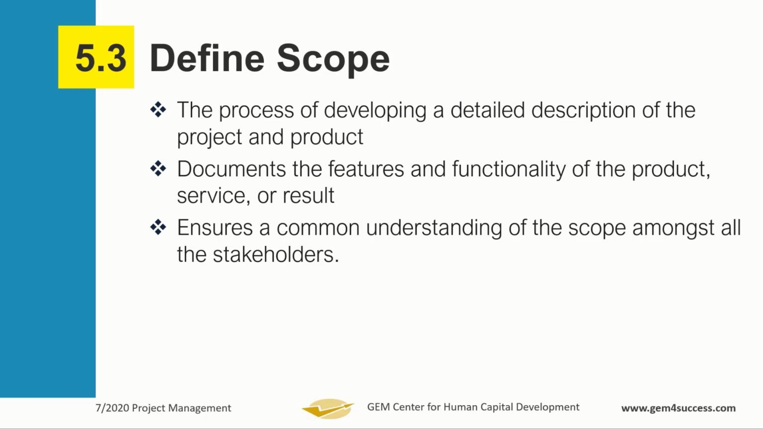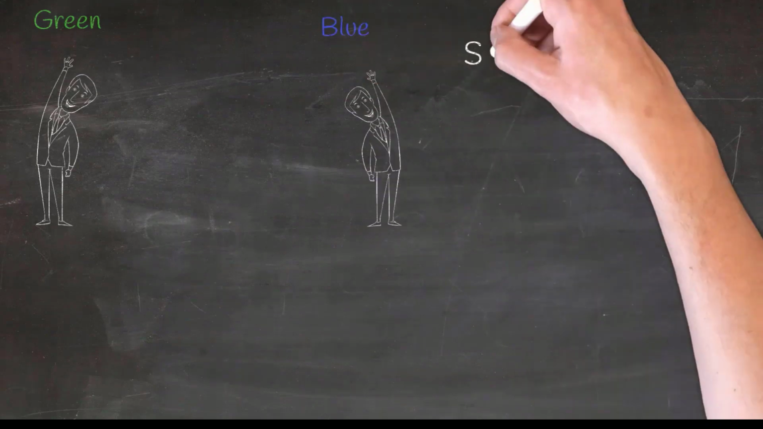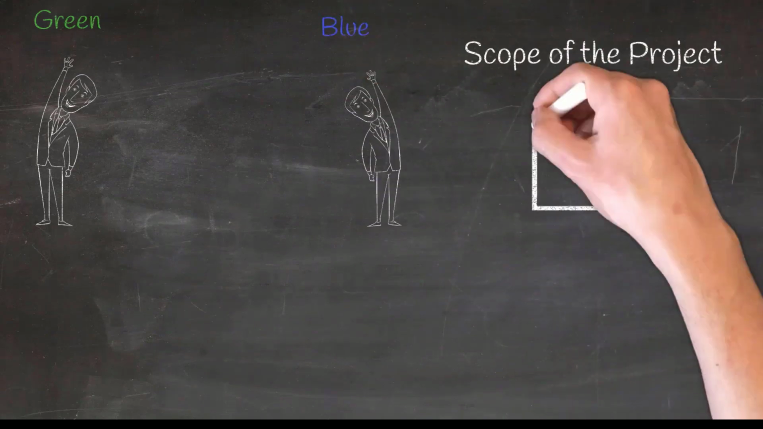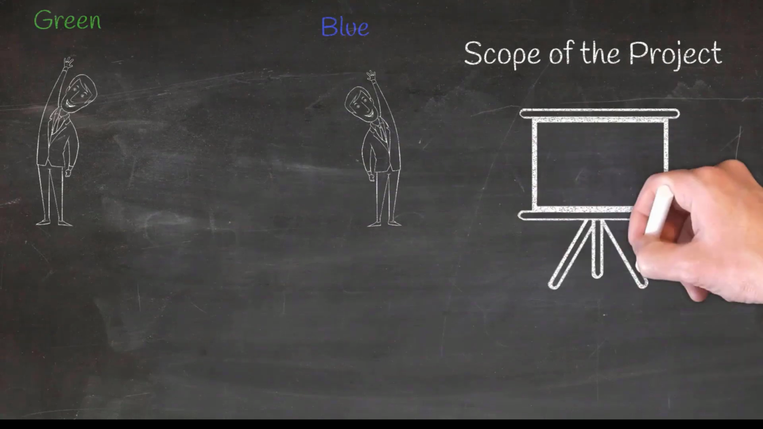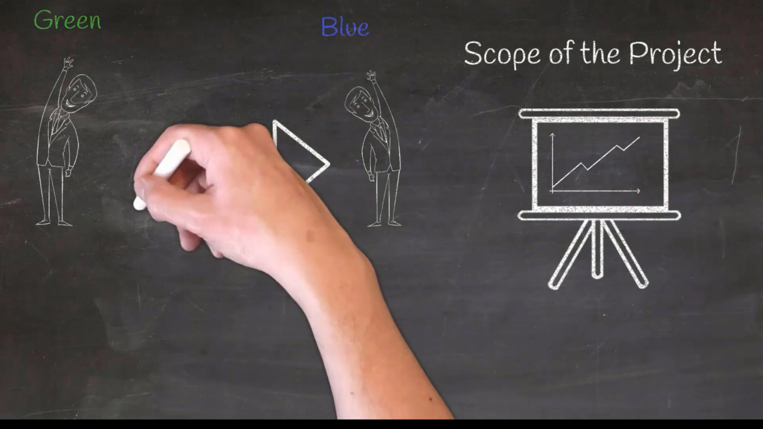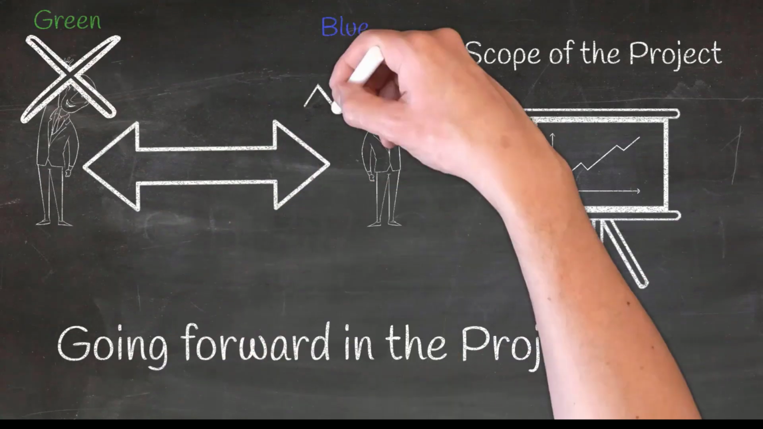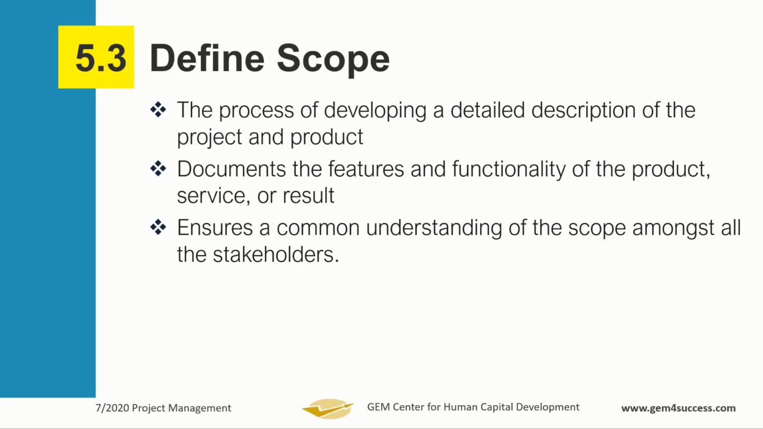For example, one said paint it green, one said paint it blue. By the time you have the scope of the project and you realize that you should prioritize painting it blue over painting it green, everybody, including the person who said paint it blue and the person who said paint it green, now understands that going forward in the project, green was stepped down, blue was adopted. So when you have the scope of the project, it ensures that all stakeholders understand what you are working towards. They have a common understanding of the scope of the project.